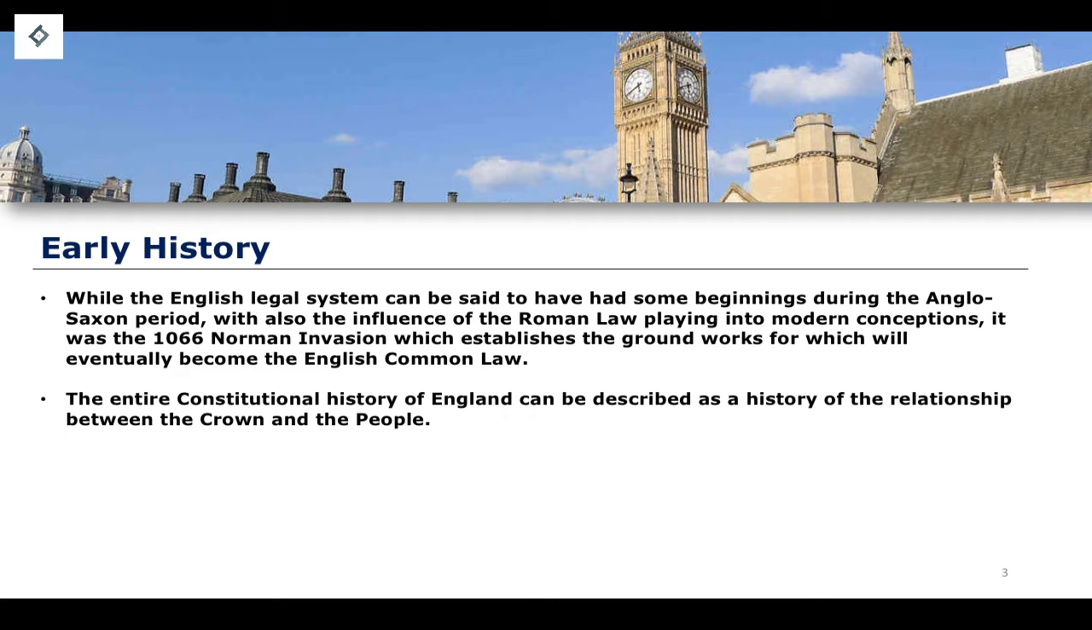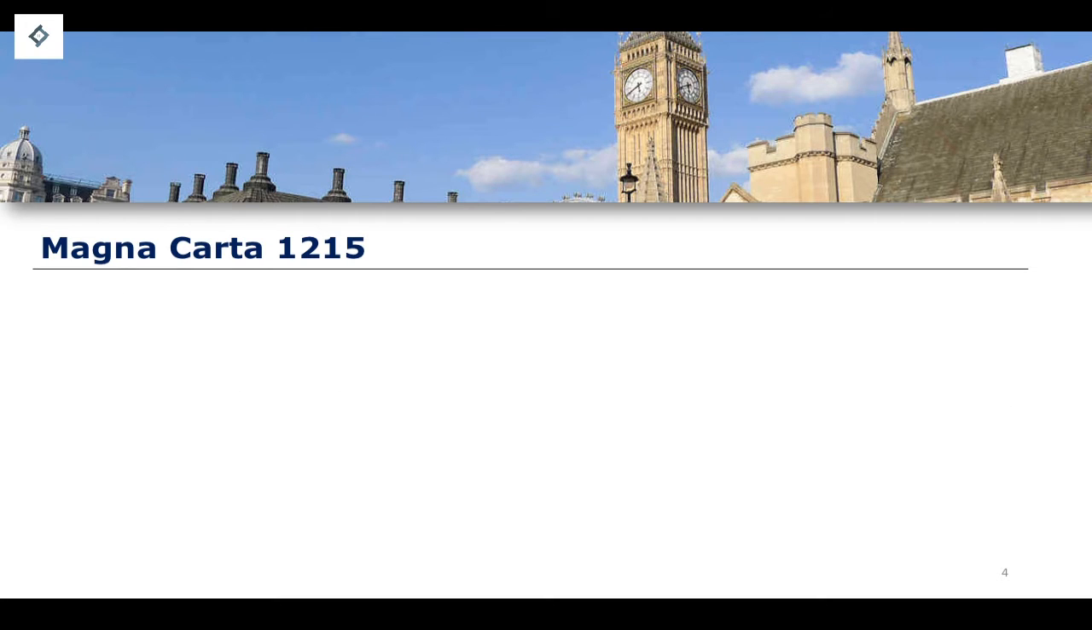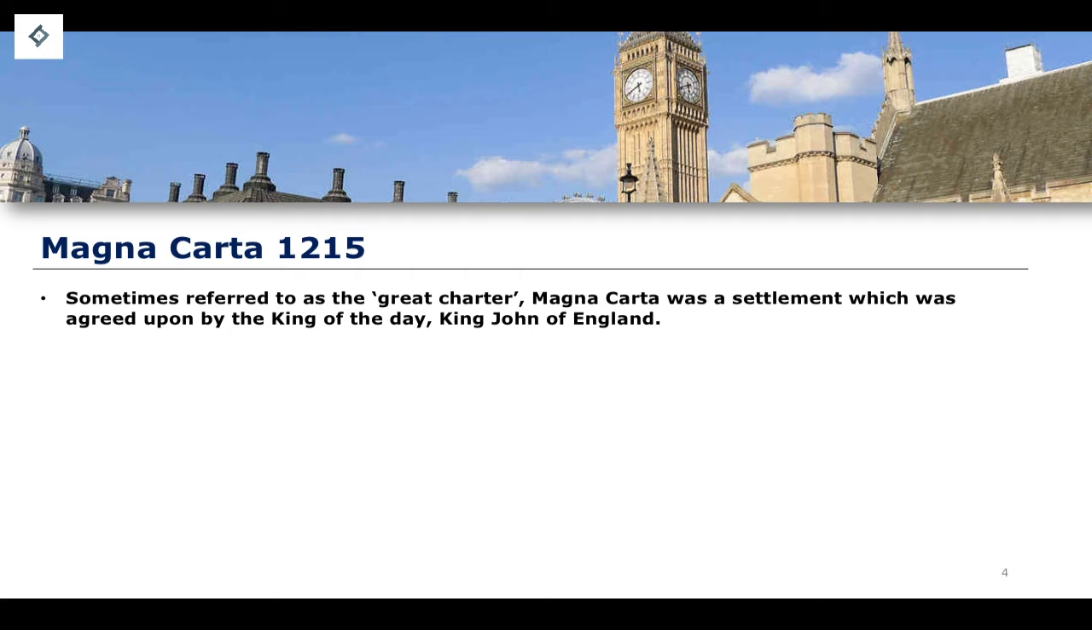The entire constitutional history of England could even be described as a history of the relationship between the crown and the people, being a generalized term here, not just representing everyone within society, but in some circumstances representing the nobility or specific members of the nobility itself, beginning first with 1215 and Magna Carta. Sometimes referred to as the Great Charter, Magna Carta was a settlement agreed upon by the king of the day, who was King John of England.